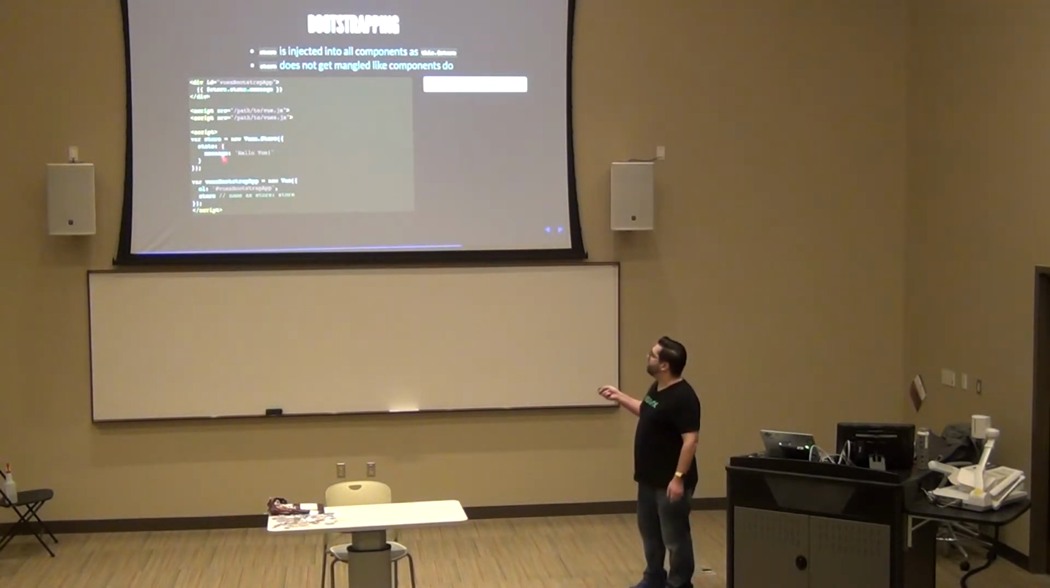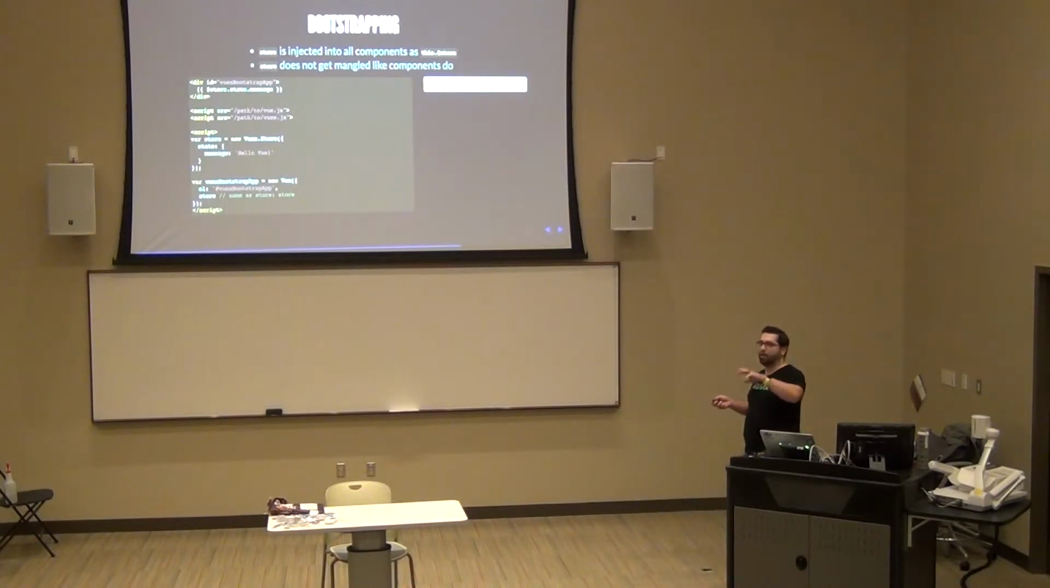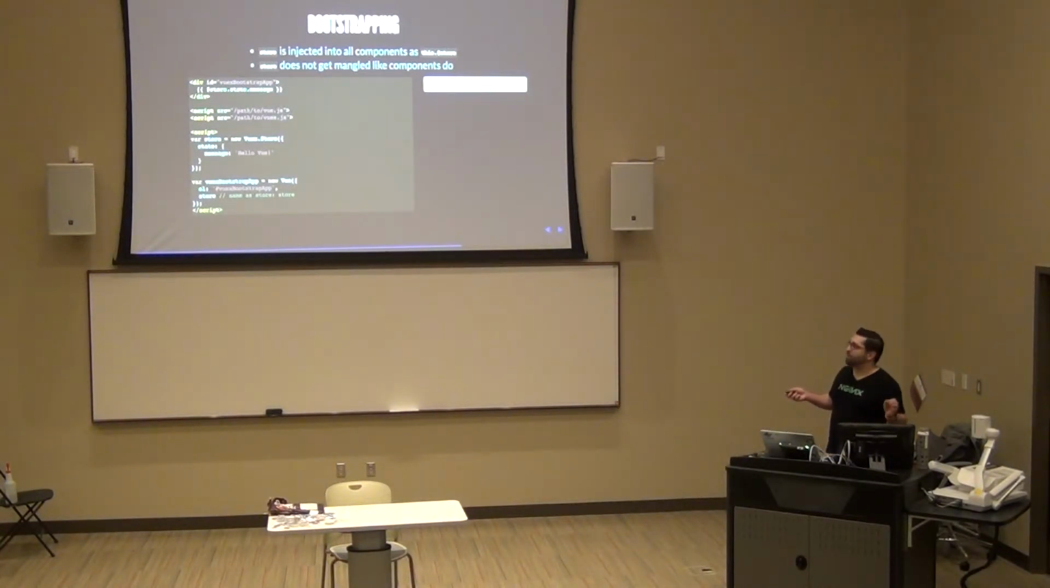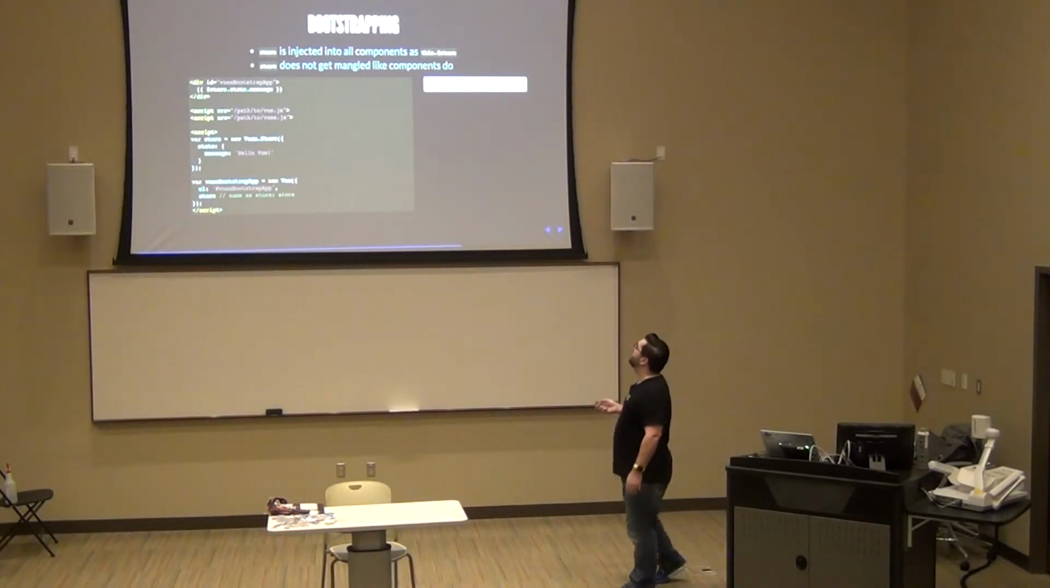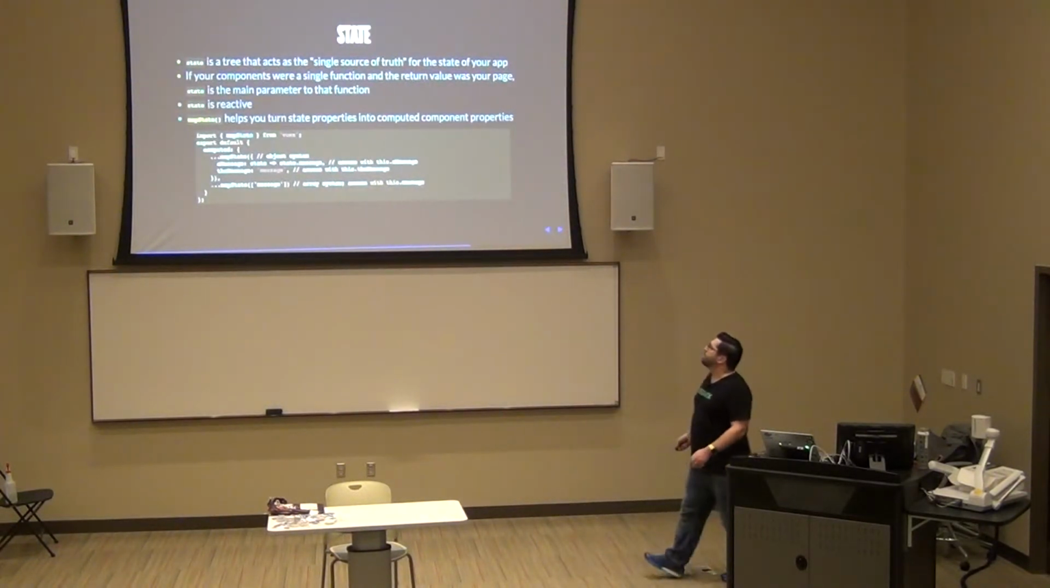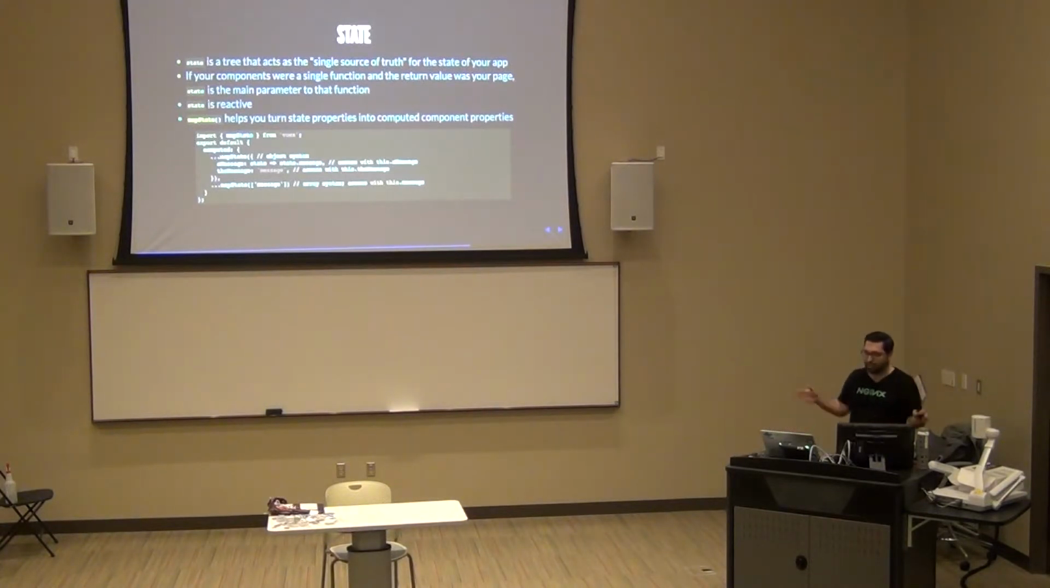So we have our store. You have to register it into the root Vue instance. So that means store comes like global registration of components. Store creation has to happen for creation of the root Vue instance. State. So this is a tree that acts as the single source of truth for the state of your app.